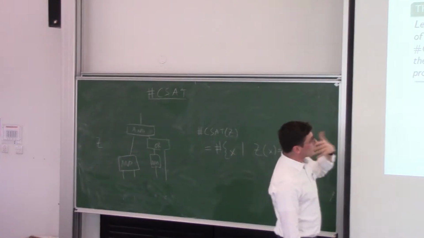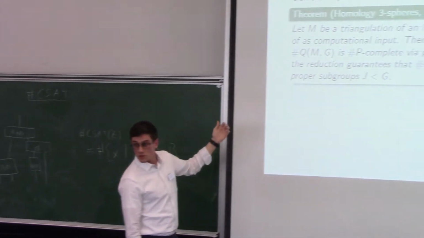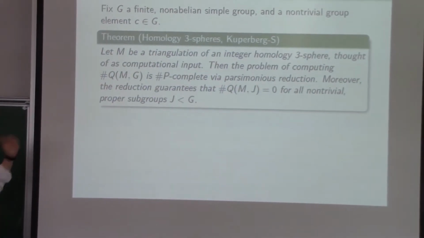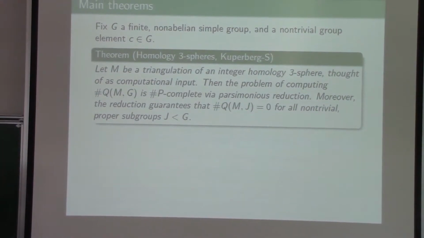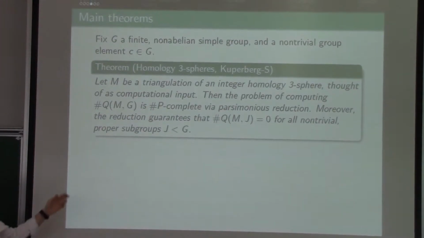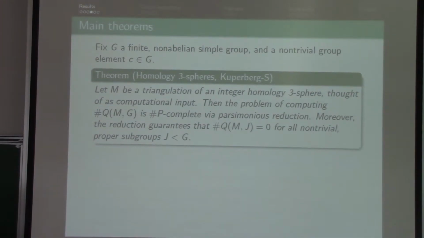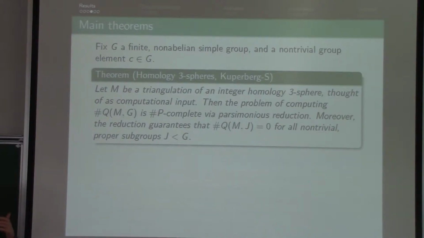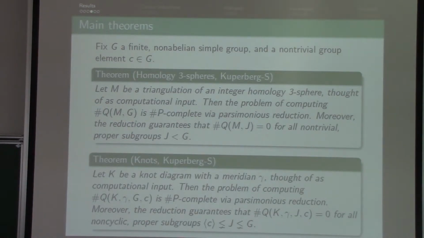And we do a little bit more, because what we're really after is H. So this just says something about Q. To get some guarantee about what H looks like, we do more with our reduction. So our reduction guarantees that the maps from pi 1 of M to G are either trivial or surjective. Right? So we rule out this QMJ being non-trivial for any proper subgroup J. We have to do more work with our M to guarantee that. So we have a similar theorem for knots. This one is written up already.